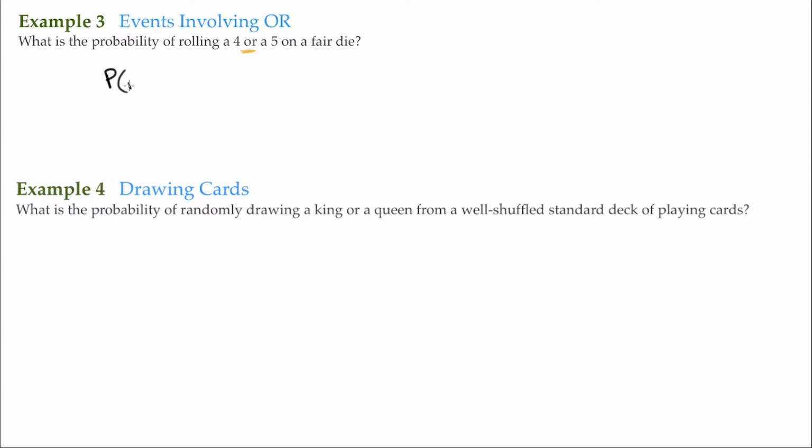The probability of rolling a 4 or a 5. We simply determine the individual probabilities. So this is going to be equal to the probability of rolling a 4 plus the probability of rolling a 5. The probability of rolling a 4, well, that's 1 out of 6. There are 6 values on a die. The probability of getting a 4 is 1 out of 6. The probability of rolling a 5 is also 1 out of 6.